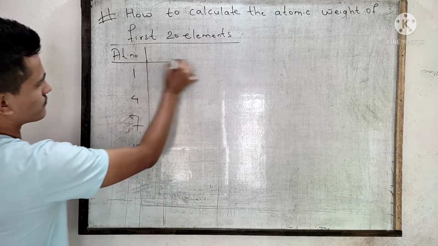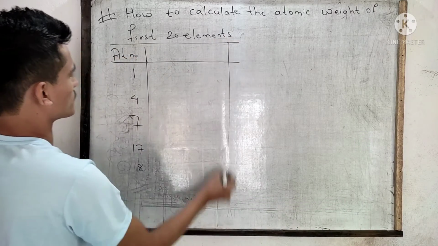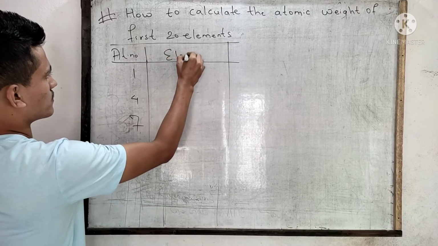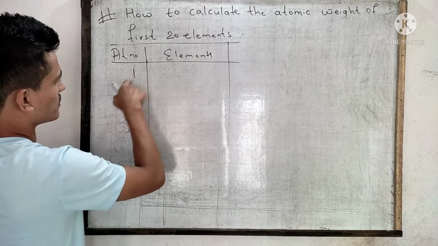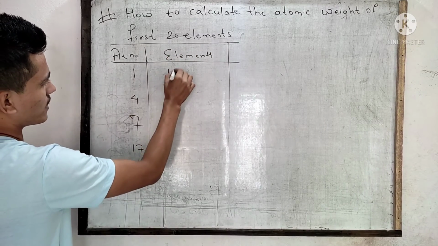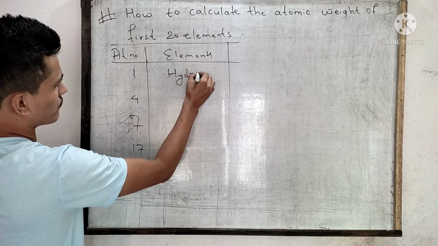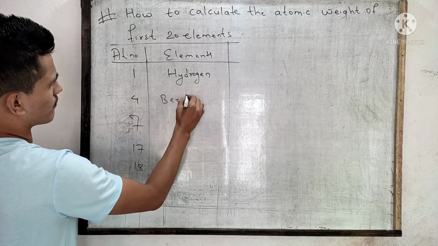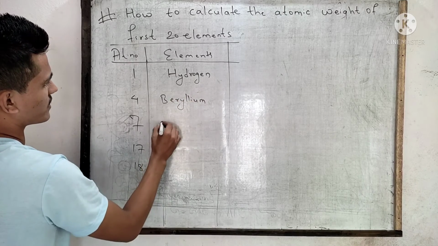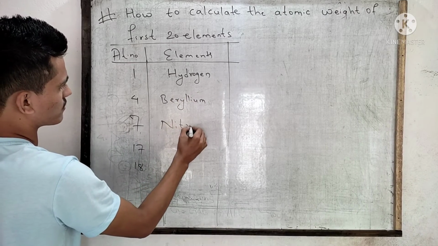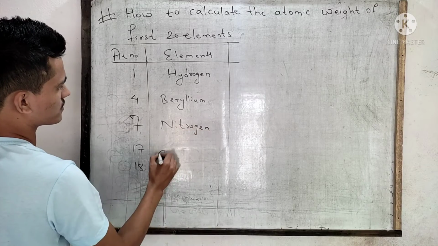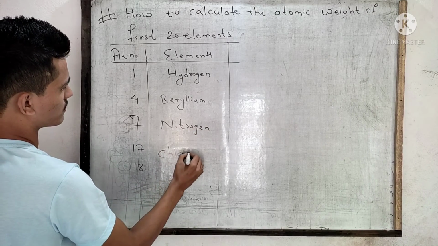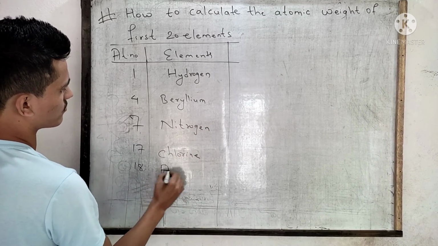Okay, elements. Which element has atomic number 1? Hydrogen. 4, beryllium. 7, nitrogen. 17, chlorine. 18, argon.